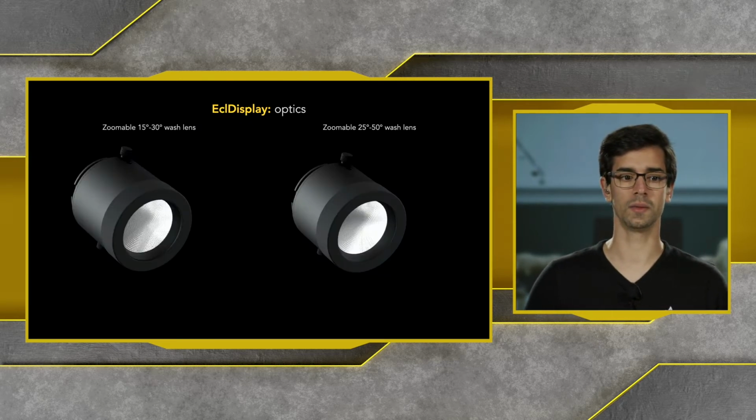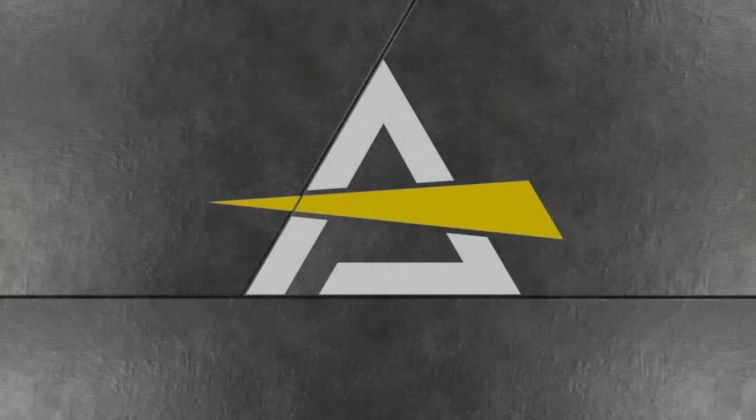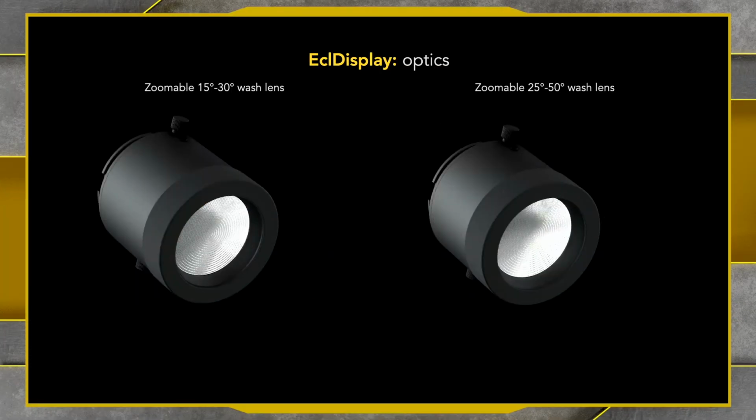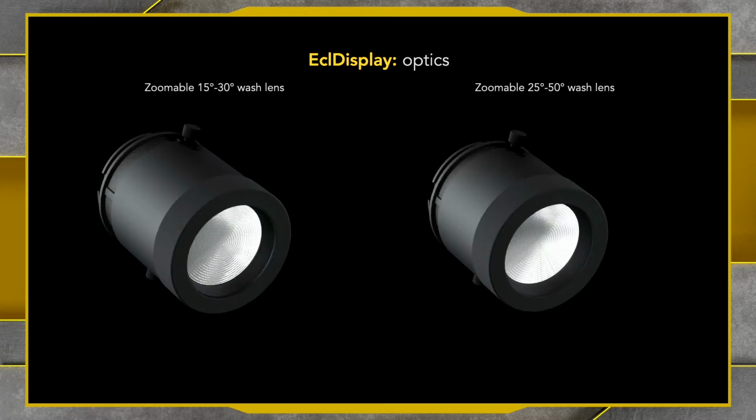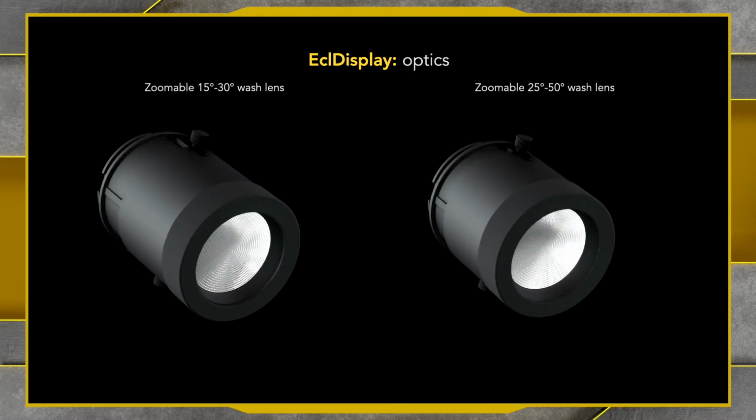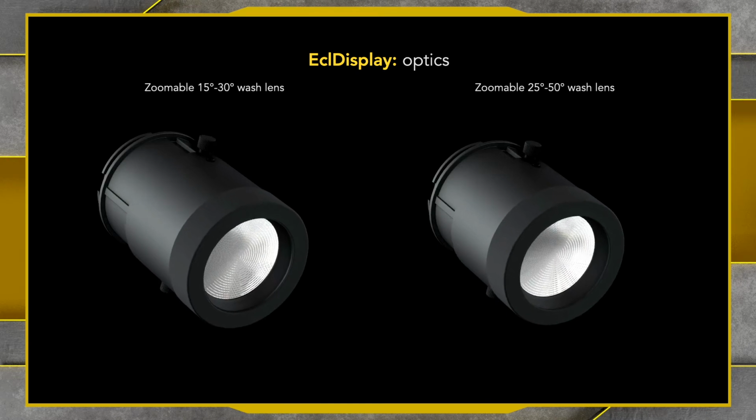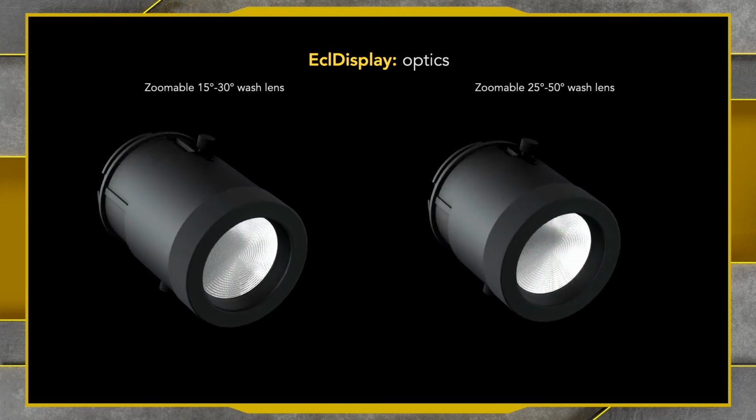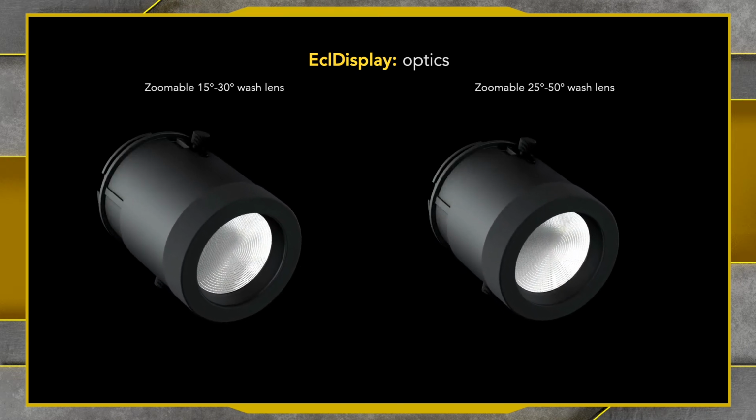So looking at the EclDisplay wash optics, we've got 2 different lenses. We've got a zoomable lens from 15 degrees to 30 degree wash lens, and then we've got a 25 to 50 degree wash lens as well. And we can control the zoom by bringing the lens backwards and forwards, and then locking that with the knob on the top of the lens as well.